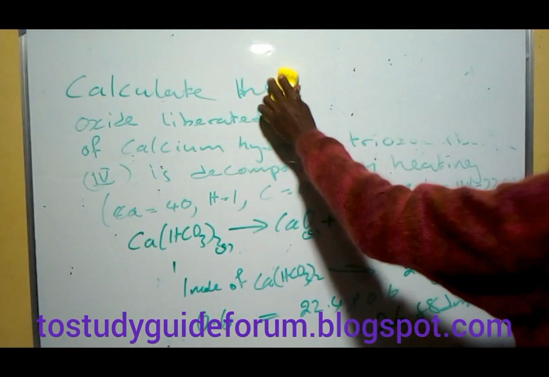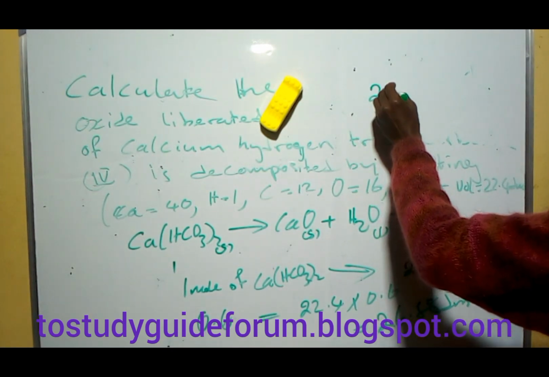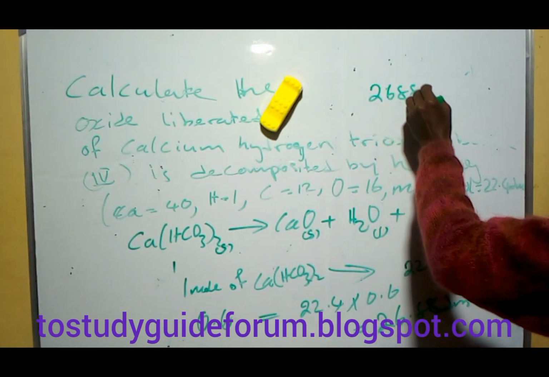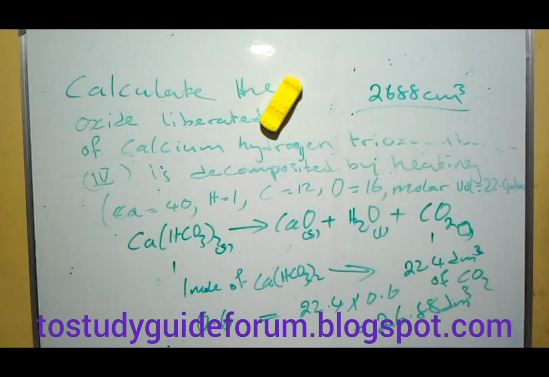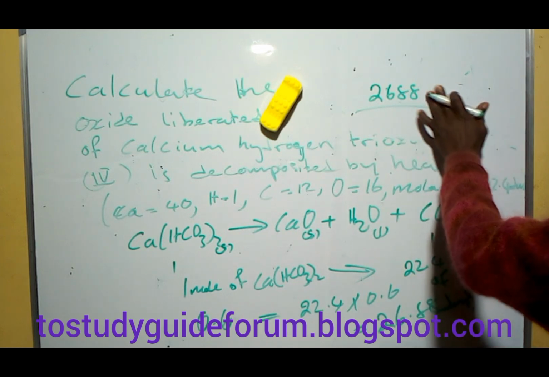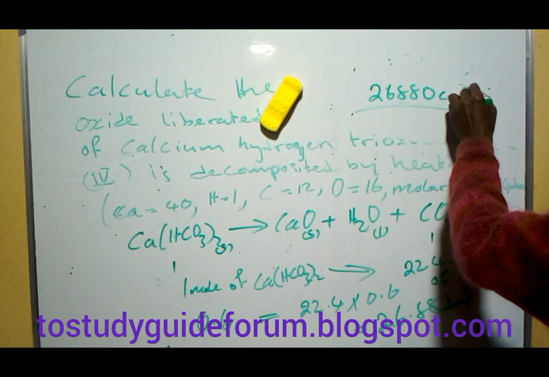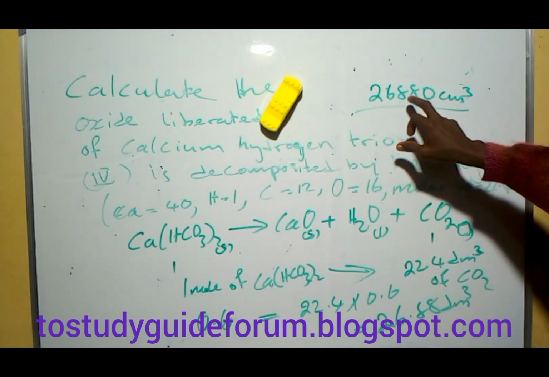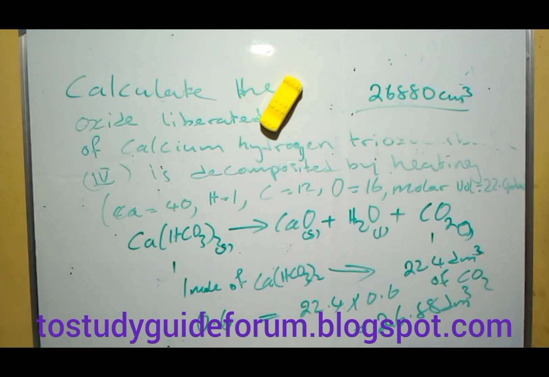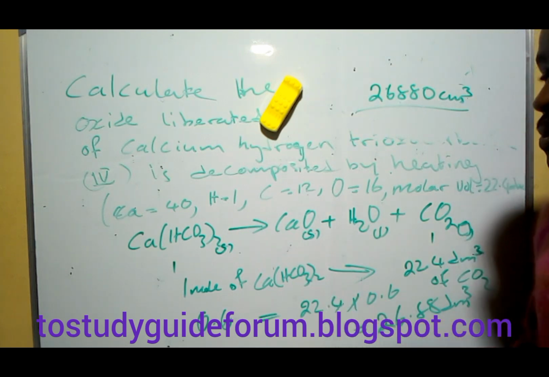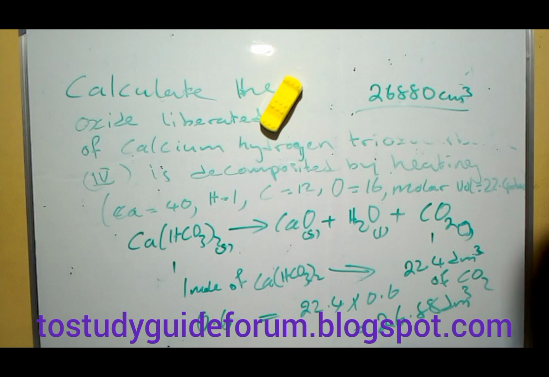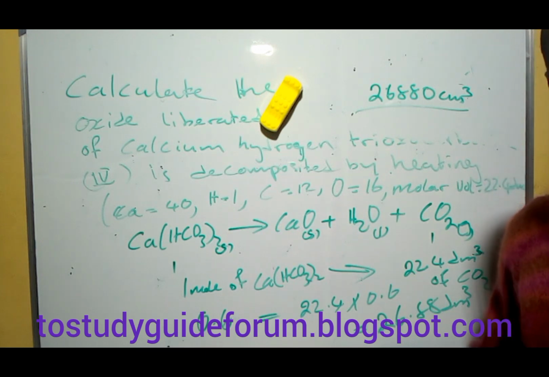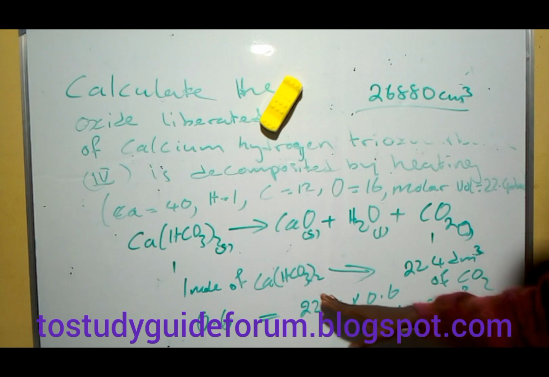Or we can also say, if you multiply by 1000, you get 13440 cm cube. So this is just a simple way of getting through this kind of calculation whenever it has to do with mole and volume, mole and mass. So you can see how we are able to do that.